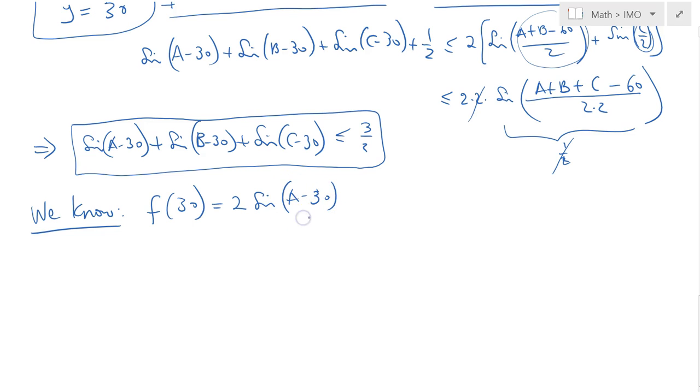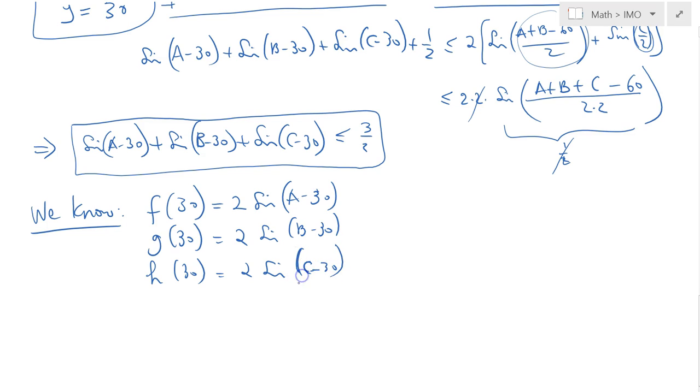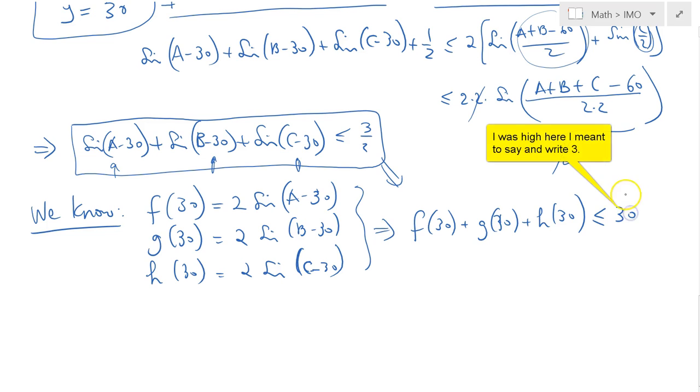In a similar way, we know that g of 30 degrees is equal to 2 times sine of b minus 30 degrees. And finally, h of 30 degrees is equal to 2 times sine of c minus 30 degrees. Now plugging these expressions in here, combining it with this, we would get f of 30 degrees plus g of 30 degrees plus h of 30 degrees, each one over 2, and multiplying out by 2, we would get this whole expression is less than or equal to 3.